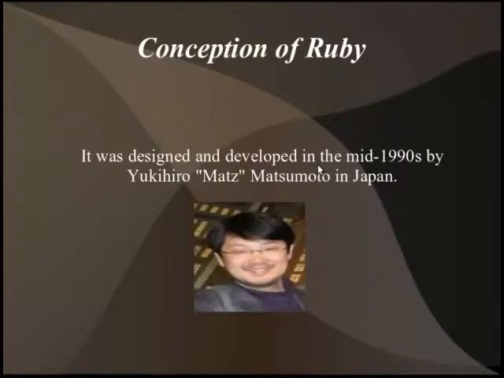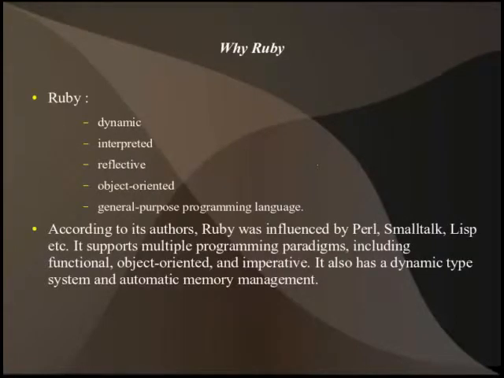Ruby was designed and developed in the mid-90s in Japan by Yukihiro Matsumoto, lovingly called Mats within the Ruby community. Ruby supports multiple programming paradigms including functional, object-oriented, and imperative. It also has a dynamic type system and automatic memory management.